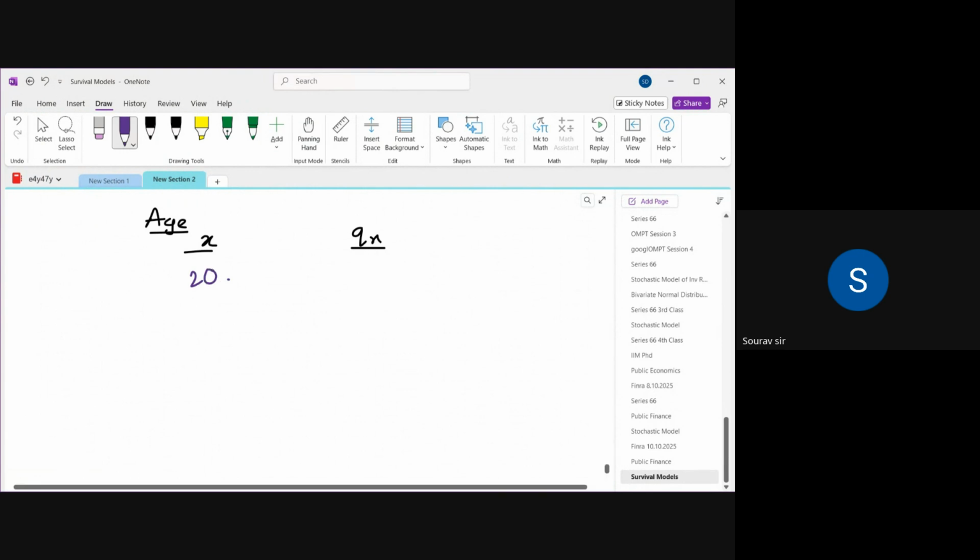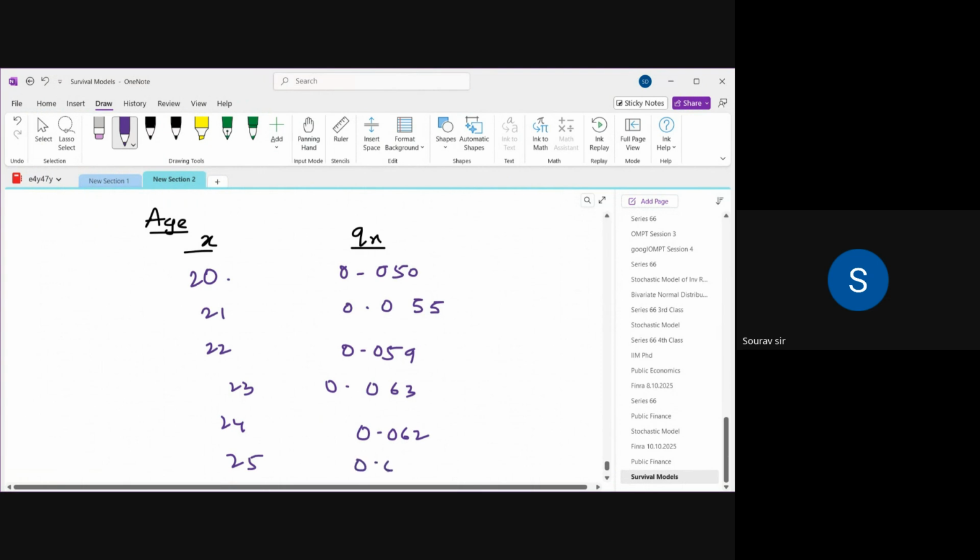20, 0.050; 21, 0.055; 22, 0.059; 23, 0.063; 24, 0.062; 25, 0.065.